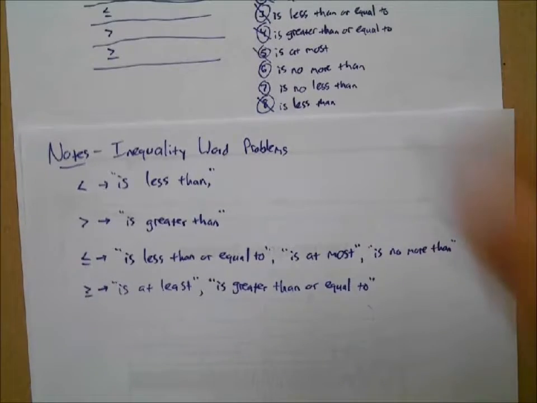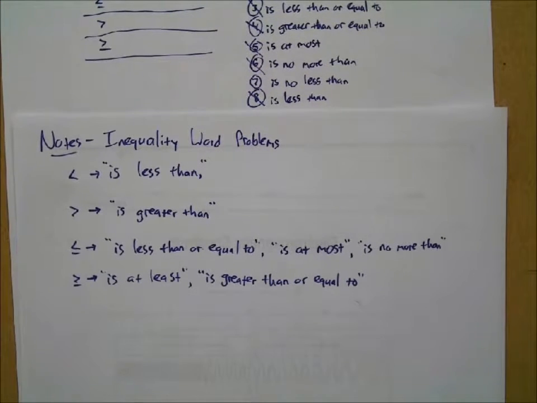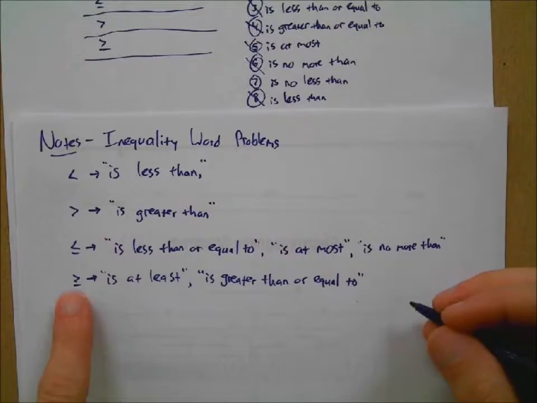Okay, and if you can have no less, so let's say maybe to pass a class, you can have no less than a 60, right? You can have no less than a 60 to pass a class. What would that mean then? Your grade has to be which symbol? Greater than or equal to 60. So is no less than.